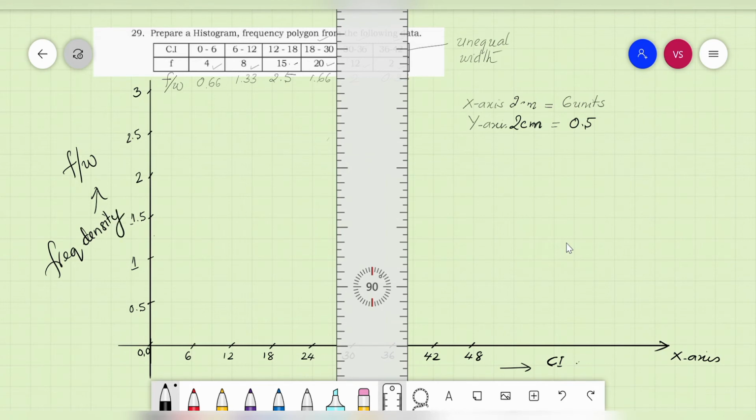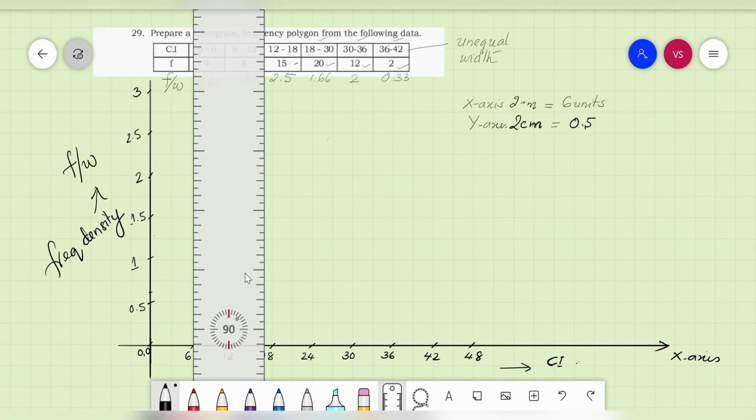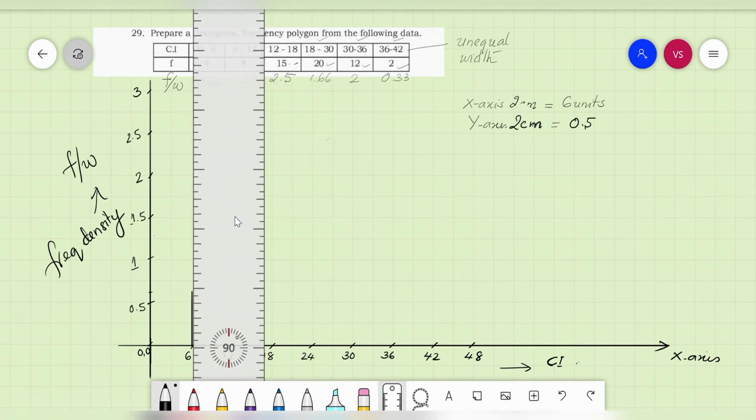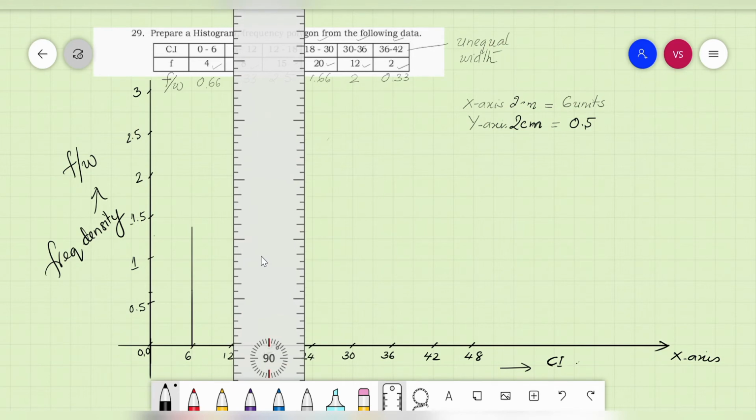We have frequency density on the y-axis. Is that clear, students? Now 0 to 6 is 0.66, students. 0.5, 0.75 will be here, and 0.66 will be somewhere here. So I will draw a line for 0 to 6, parallel to the y-axis. The next would be 1.33, students. The same line is extended up to 1.33, which is somewhere between 1.25 and 1.5. So 6 to 12 is 1.33.